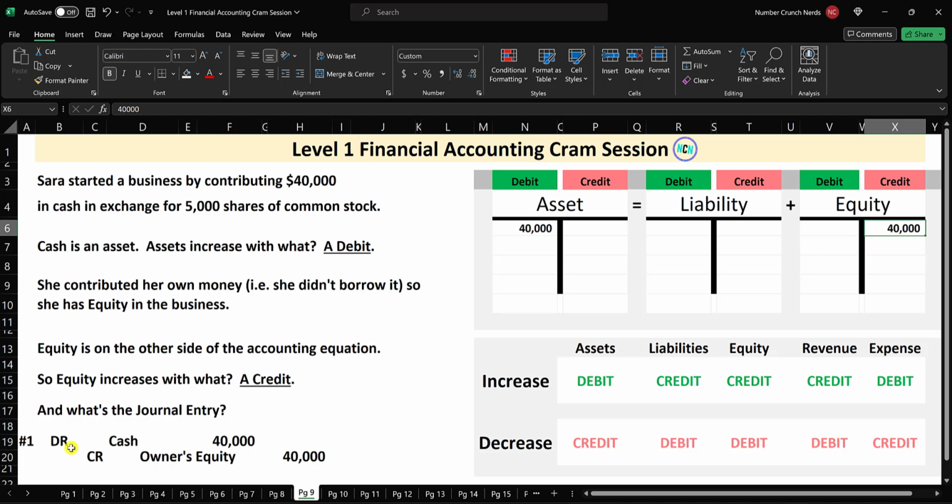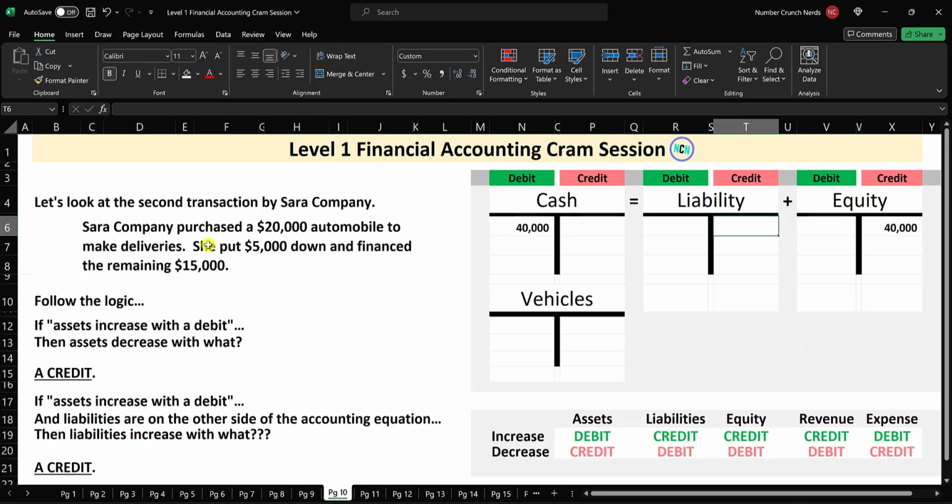What is the journal entry? Debit cash, $40,000. Credit owner's equity, $40,000. That's the same as what is going on up here: $40,000 debit asset, $40,000 credit for owner's equity.